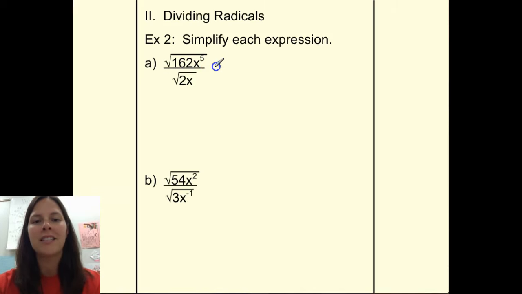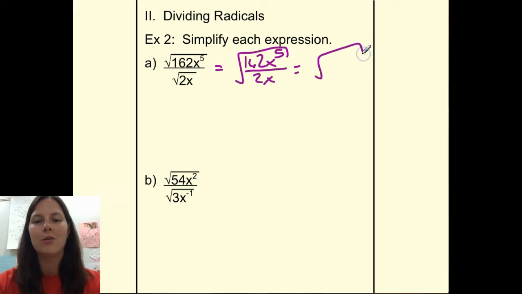You can divide radicals the same way that you multiply them. Put them together under one radical. 162x to the 5th divided by 2x. 162 divided by 2 is 81. x to the 5th divided by x is x to the 4th. Taking the square root of each piece, we have 9x squared.